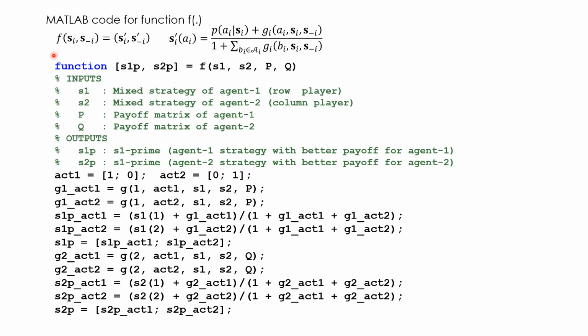Now this is the function f. F takes in two arguments, which are the mixed strategies of agent I and agent negative I. Here we have two agents, so S1 and S2, you have to specify the two mixed strategies of agent 1 and agent 2, and this returns another pair of mixed strategies, S prime I, S prime negative I. And here in the function, you also have to pass the two payoff matrices for agent 1 and agent 2, which are P and Q.